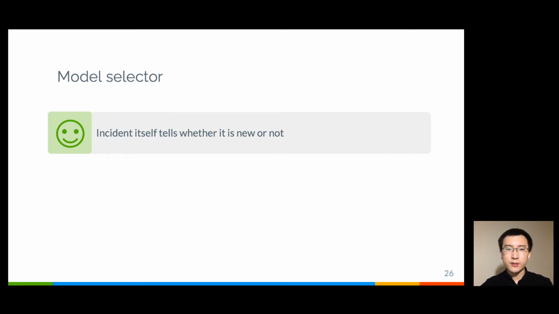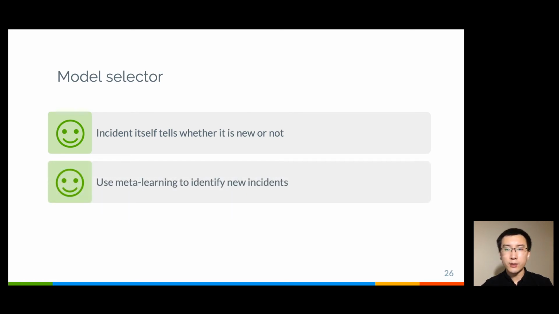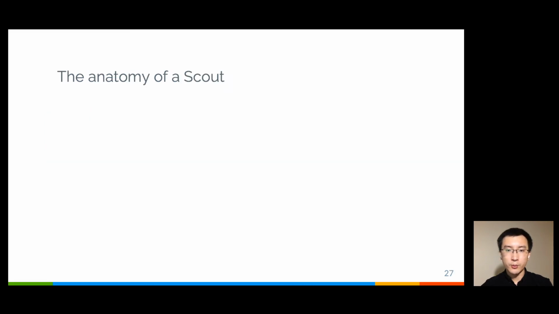The model selector uses meta-learning to identify new incidents. If the selector thinks it is a recurring incident, it will send the incident to the random forest model. Otherwise, it will call the change point detection algorithm. Okay, till now I've introduced all of the components in our Scout, and here is the framework.